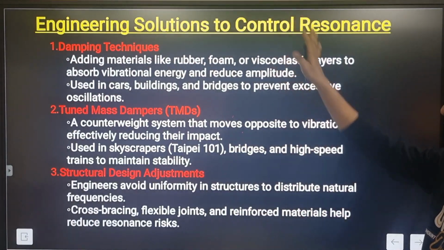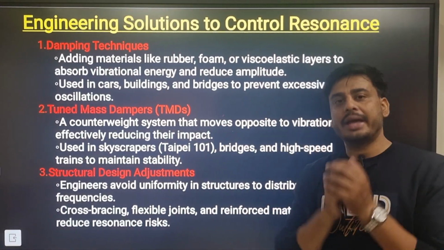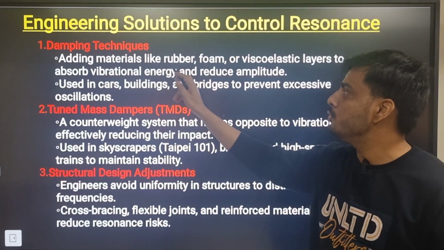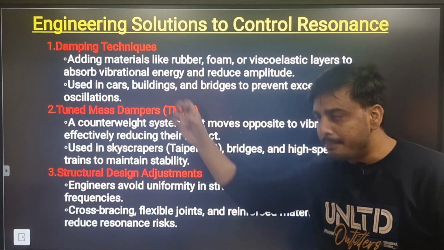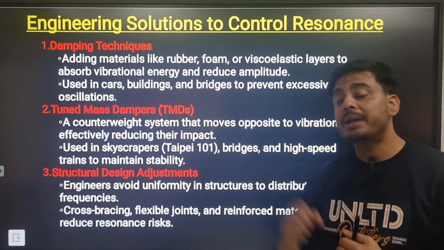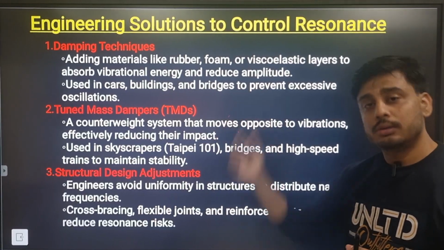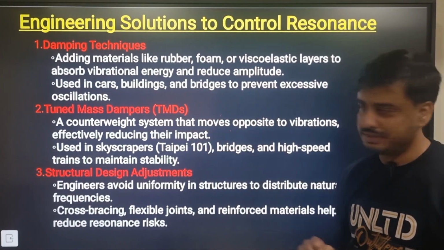Then these are some engineering solutions for how to control resonance. If we control the damping, if we control the energy, then we can control the resonance. One is the damping technique. If we use rubber, foam, or a viscoelastic layer, what happens? It absorbs the vibrating energy. If it absorbs the vibrating energy, then obviously it will reduce the amplitude. Those are used in cars, buildings and bridges.